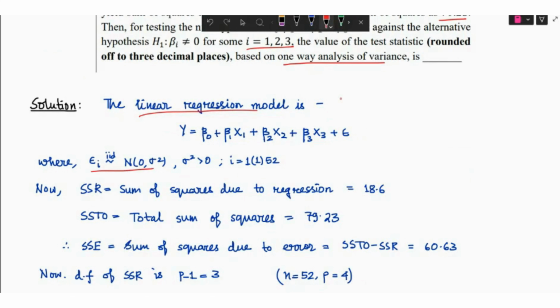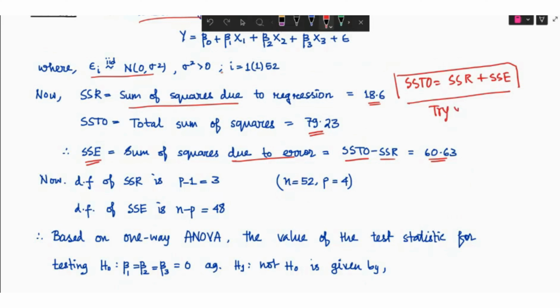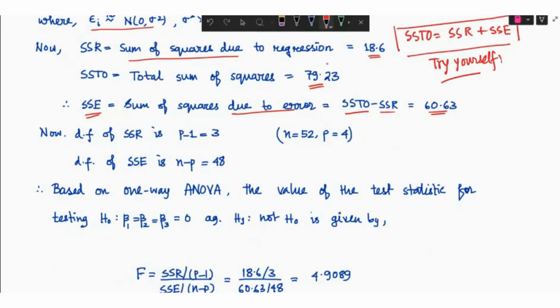We have sum of squares due to regression, SSR, equal to 18.6, and the total sum of squares is 79.23. We know that the total sum of squares consists of sum of squares due to regression plus sum of squares due to error. So the sum of squares due to error will be SSTO minus SSR, which is 60.63. You can prove this relation, you can try it yourself.